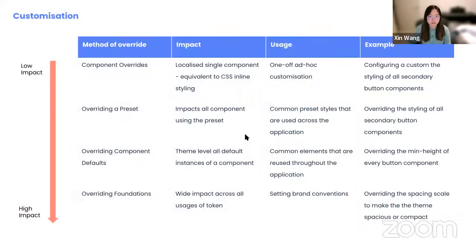In terms of customization, there are 4 different ways to do it, and they all come with pros and cons. It's about choosing the right tool for the right job. As you can see here, I've moved that arrow down, from the lowest impact to highest impact, and I'm going to go through each of them in the following slides. So let's have a look at the lowest impact one, the component overrides.